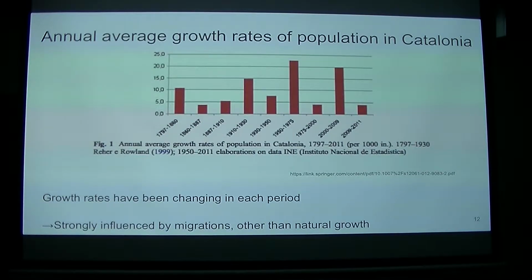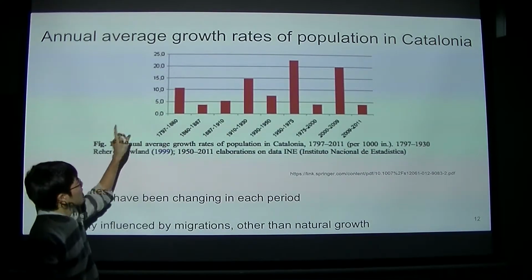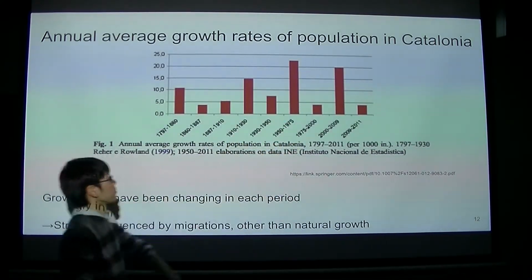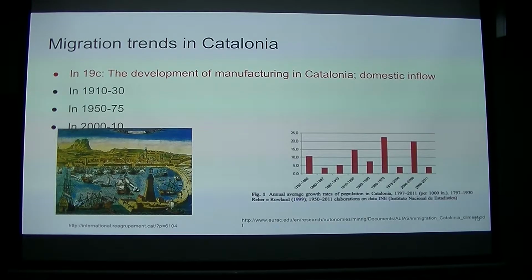Actually, there are four big trends from the 18th century. Growth rates have been changing in each period, strongly influenced by migrations other than natural growth. Of course, natural growth can change depending on the period, but those factors are strongly contributed by migration. Next, I'll talk about the first one.